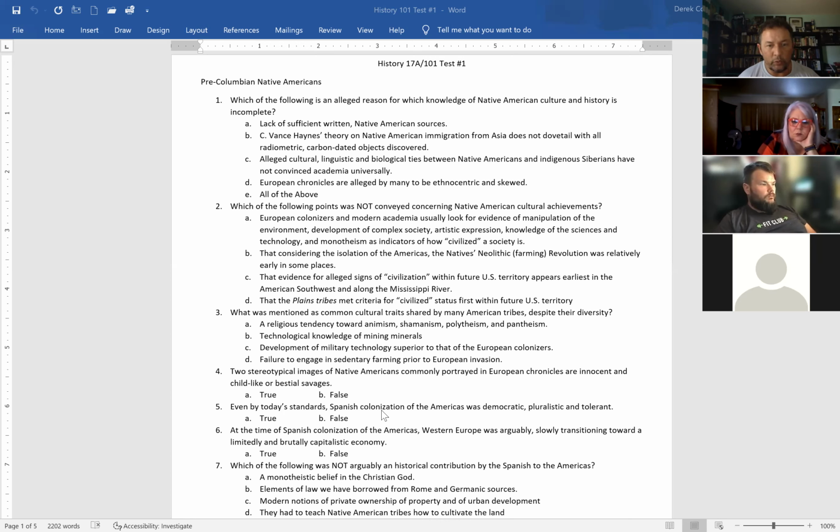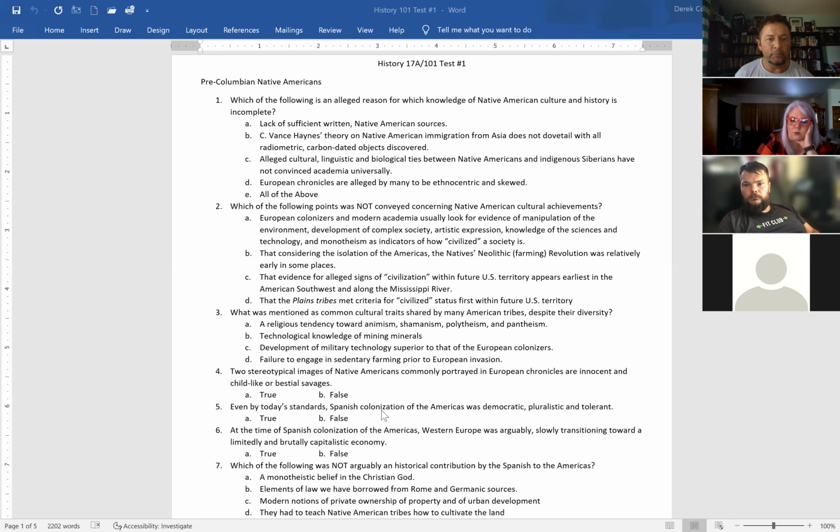Number 4, two stereotypical images of Native Americans commonly portrayed in European chronicles are innocent and childlike or as bestial savages. That is true. Remember, innocent and childlike is largely ascribed to Bartolome de las Casas. I would also say Christopher Columbus and his first voyage to the Caribbean. And bestial savages, right? We saw that with Sepulveda, who had his debates with Las Casas and wanted to declare holy war against the natives. And to a certain extent, although it's not quite fair to him, because it was more complex than that in his history, a guy named Castillo.